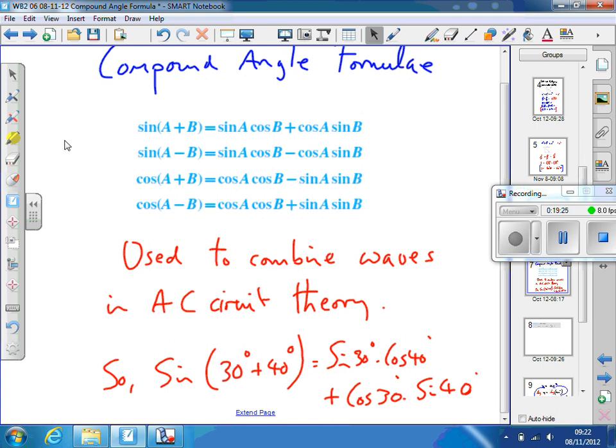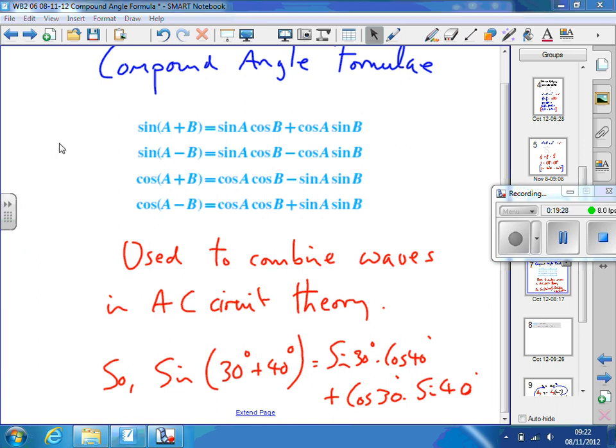Not that it's really necessary, but if you look at these, you can almost imagine how you could remember them. Look, the sine ones always turn out to be sine A cos B and cos A sine B. And if you're adding them, you add them, and if you're taking them away, you take it away. So if it's sine, it's sine cos, cos sine. If it's the cosine, the cos cos goes together, and the sine sine goes together. And note, if it's added, you subtract. If it's subtract, you add. So it's not impossible to remember these things if you ever want to or need to.